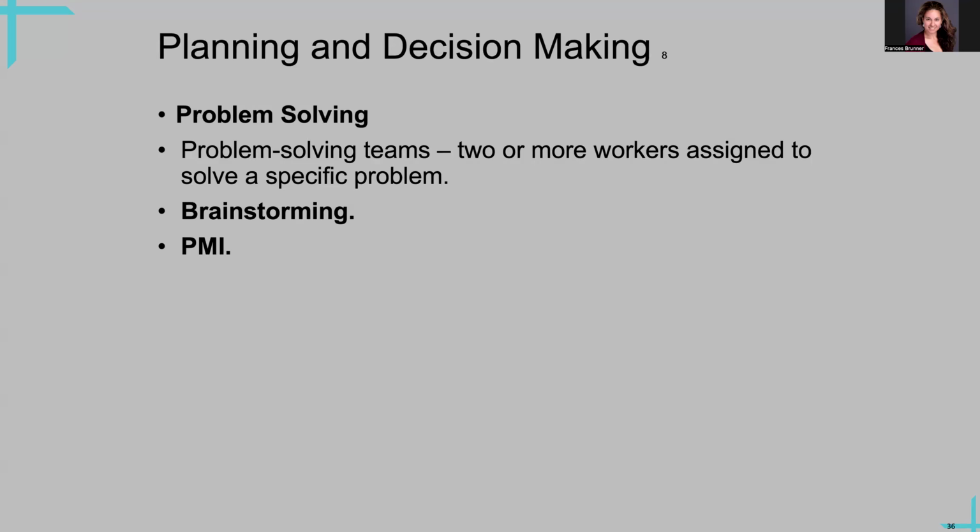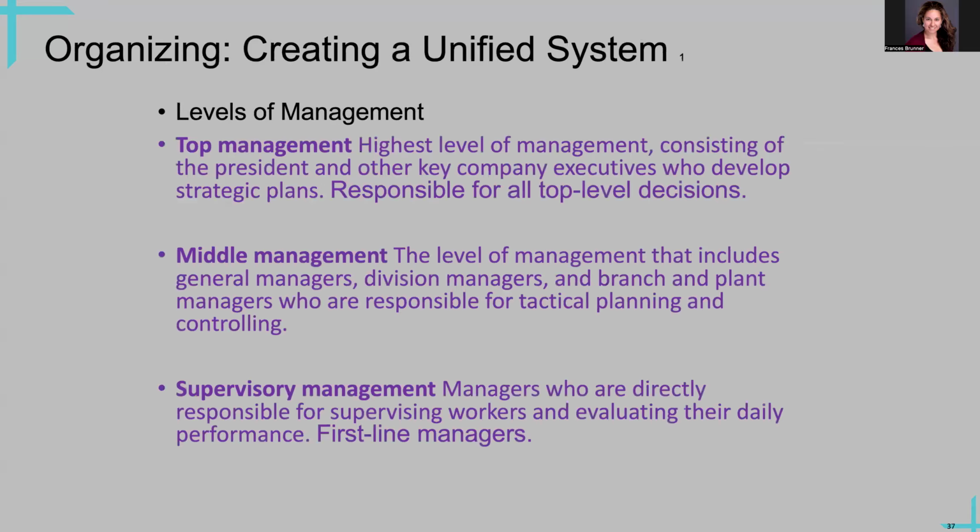And the third option is to use PMI. PMI stands for positive, plus, minus, and interesting. This lists the pluses for a solution in one column, the minuses in a second column, and the interesting points in a third column. So this will allow you to literally weigh the pros and cons against each other and come to a conclusion.